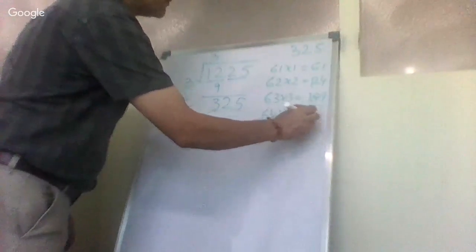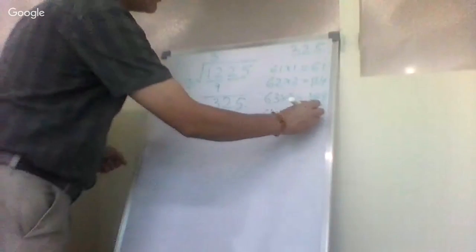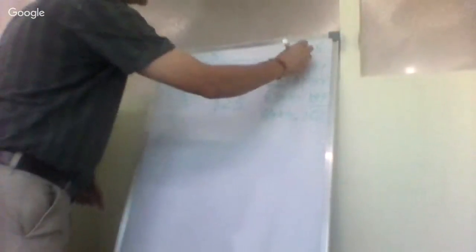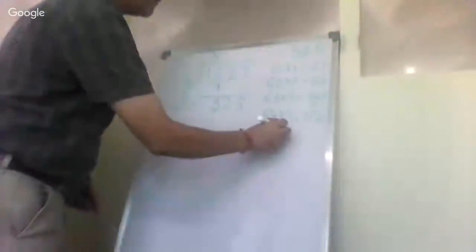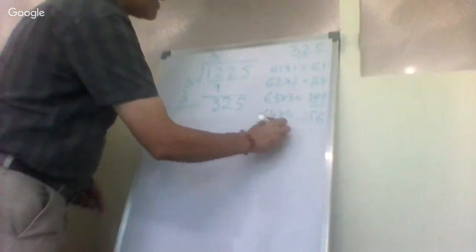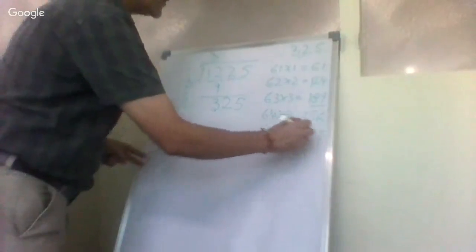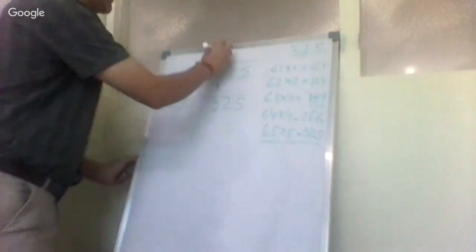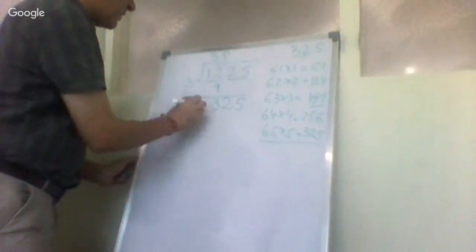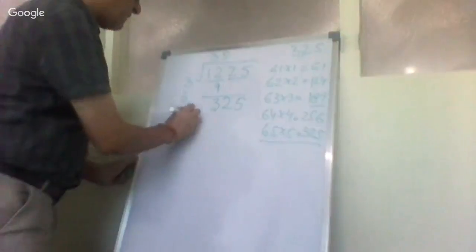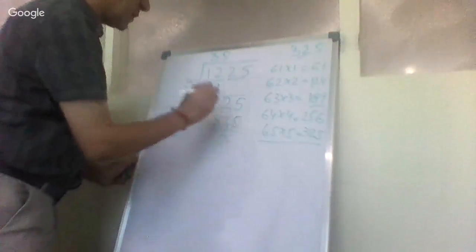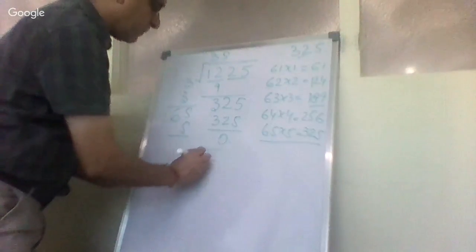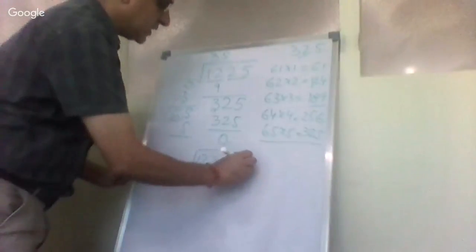4, 4 is 16. 1, 4, 6, 24, 256. 256 is less than this. We'll move on to the next number. 5, 5 is 25. 2, 5, 6 is 32. So 320. We've got this. So it means 5 here, 5 here, 5 here. So 5, 5 is 25. 2, 3. Remainder we are getting 0. So therefore the square root of 1225 is equal to 35.